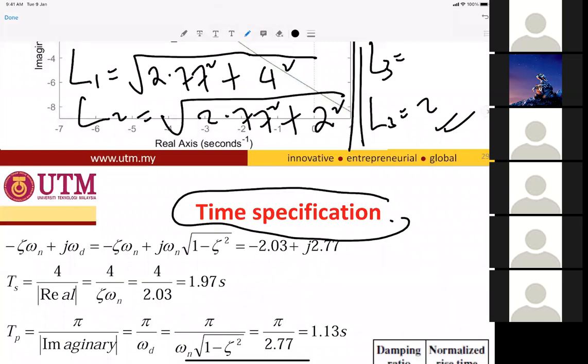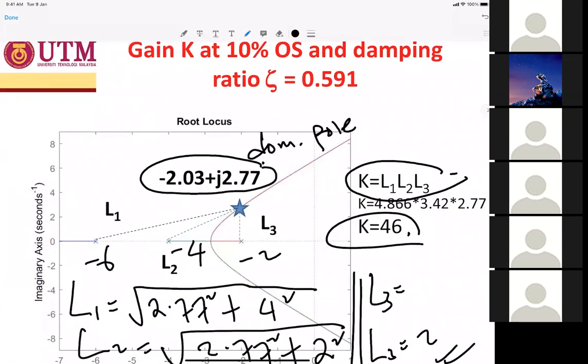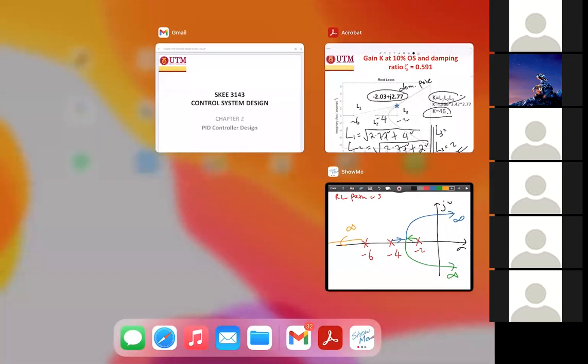Doctor, I want to ask. The pole negative 2.03 plus j 2.77, is it possible to find it without using MATLAB, or can we do it by hand? Okay. Who's on the line? Name? Zenghan. My name is Zenghan. Okay. We have two ways.